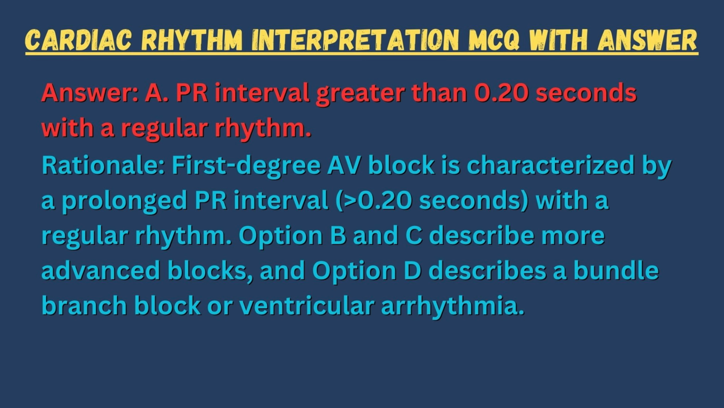Answer: A. PR interval greater than 0.20 seconds with a regular rhythm. Rationale: first-degree AV block is characterized by a prolonged PR interval greater than 0.20 seconds with a regular rhythm. Option B and C describe more advanced blocks, and option D describes a bundle branch block or ventricular arrhythmia.